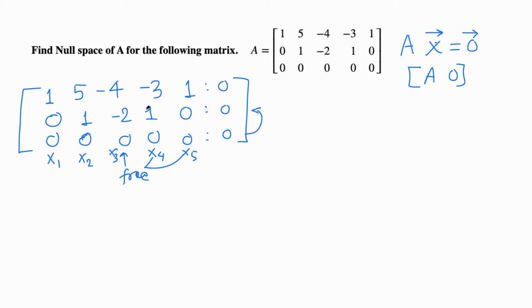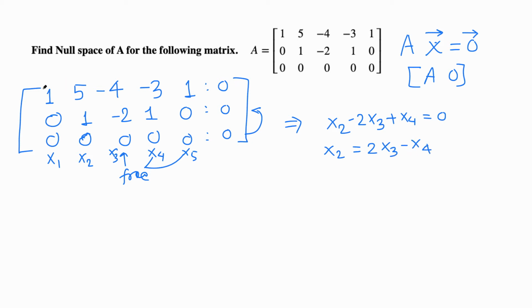From the second row we get 1x2 minus 2x3 plus 1x4, just x4, equals 0. And we know that x3 and x4 are free variables, so we can solve for x2. So x2 equals, move these over, 2x3 minus x4.